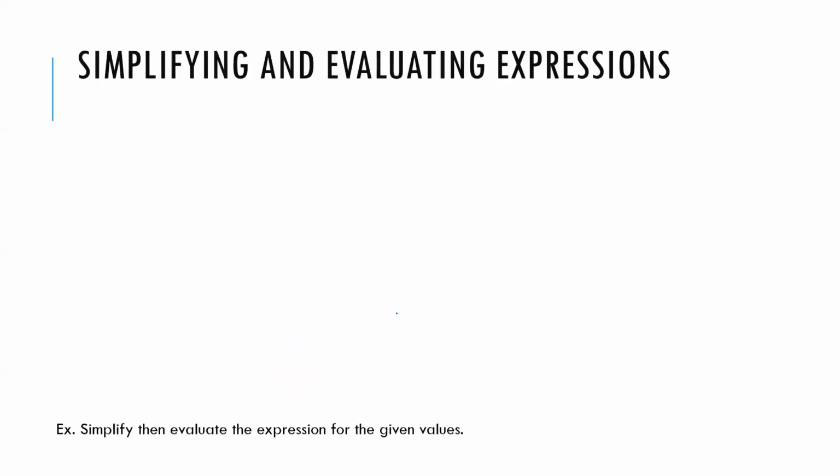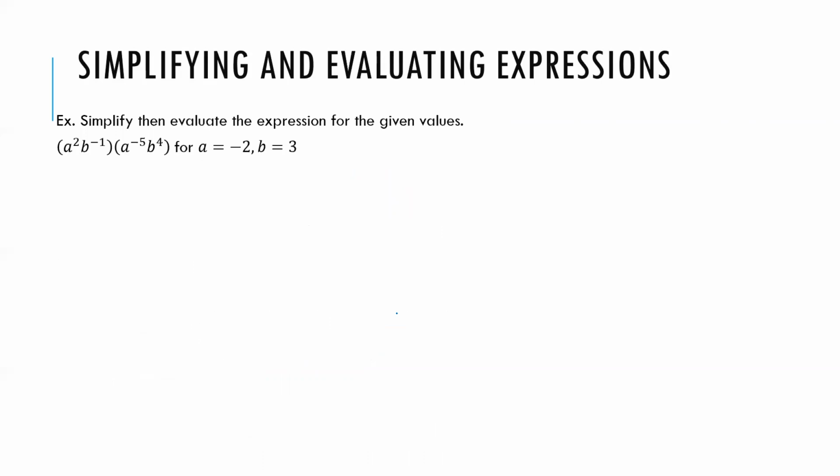So, simplifying and evaluating expressions. If you want to simplify and evaluate expressions, what you're going to do first is multiply the powers that have the same base first. So we multiply the a's together, and then we multiply the b's together. We do them separately. And then when you're done, you want to evaluate your expression for the given values there.